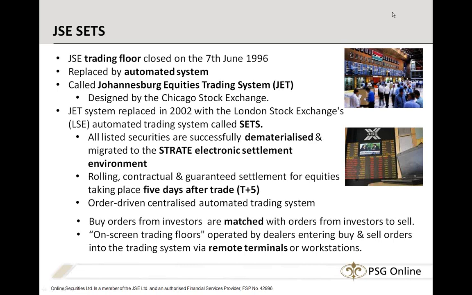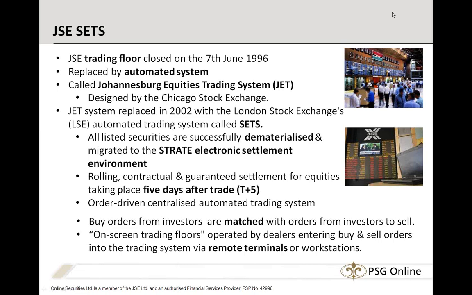Now that system was replaced in 2002 by the London Stock Exchange automated trading system, and that's called SETS, Stock Exchange Equity Trading System. The idea there is that we've gone from a stage where once upon a time we used to have paper share certificates, and now we've moved over to an electronic version. That process was called dematerialization, and we migrated over to an electronic settlement system called STRATE, which stands for Share Transactions Totally Electronic. The whole objective there is to provide rolling, contractual, and guaranteed settlement for all securities, taking place within what they call T+5, 5 days after the trade.